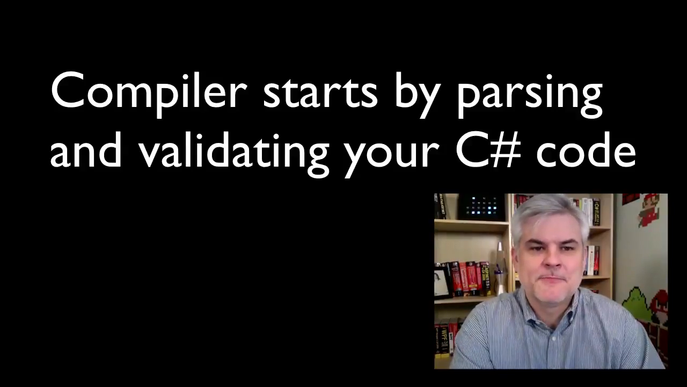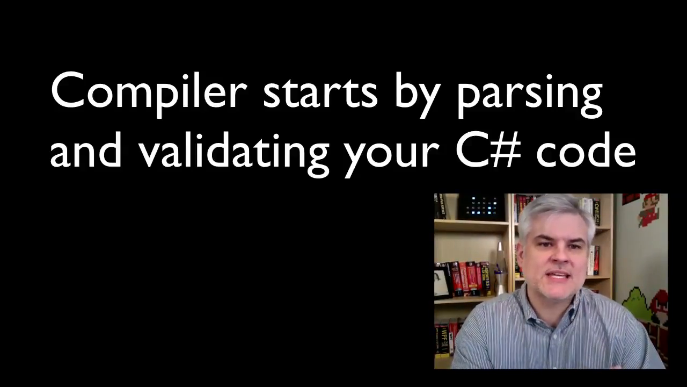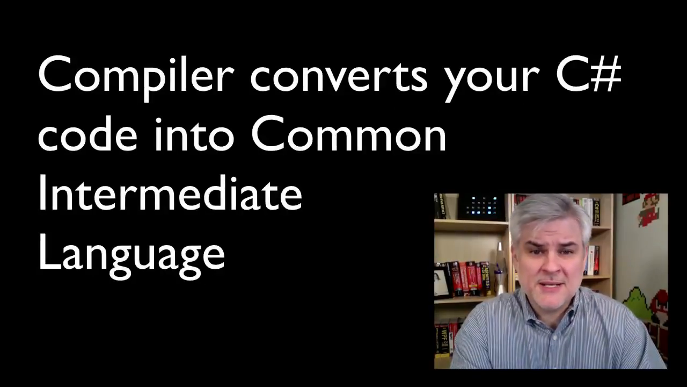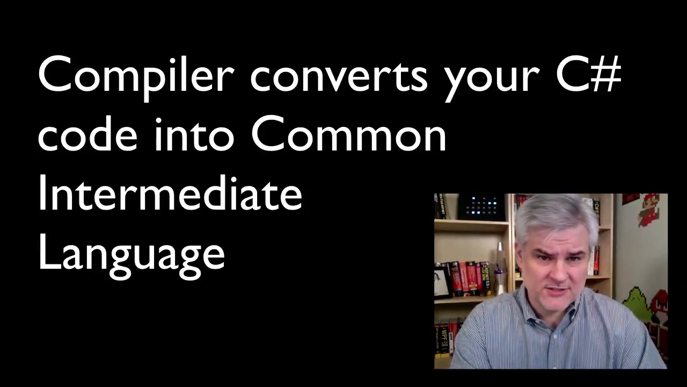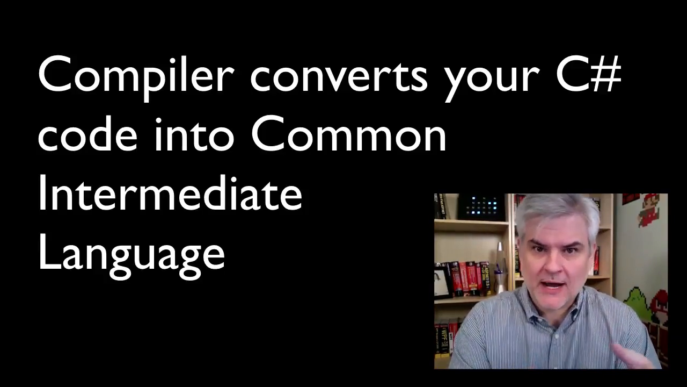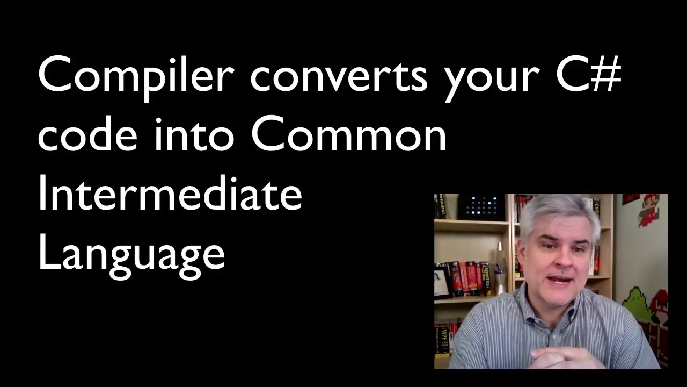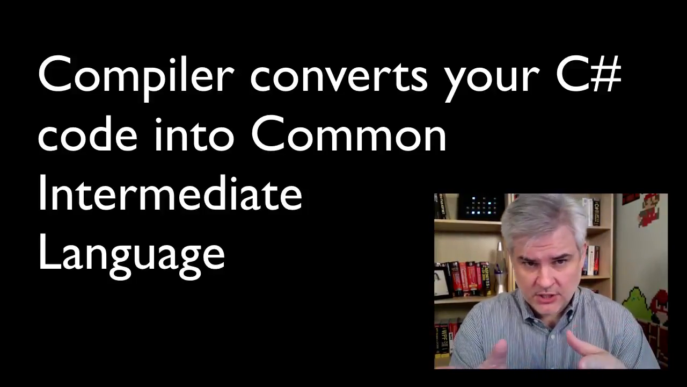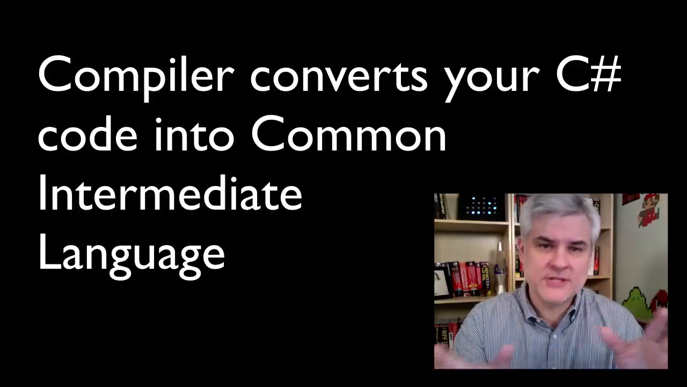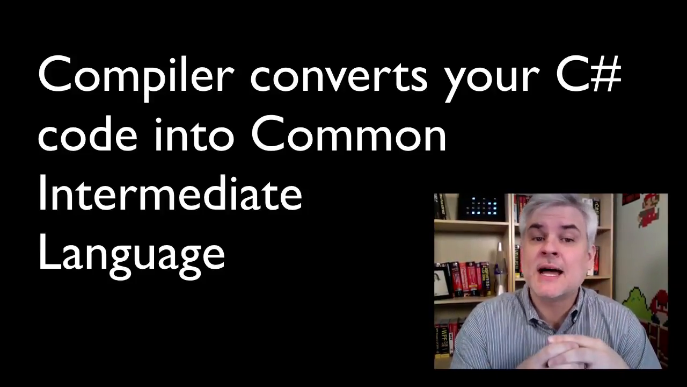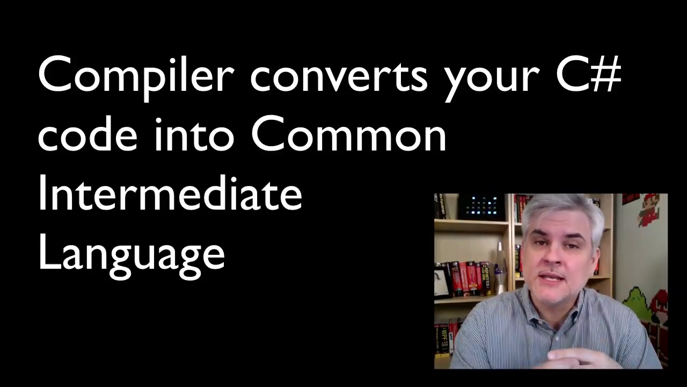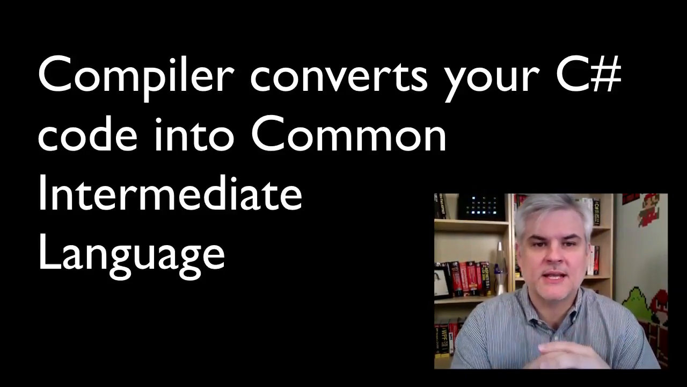And then once it passes that check, it converts your C# into a different language called the Common Intermediate Language, or the CIL. You'll also see it referred to in books and articles as just the Intermediate Language, or IL. This allows you to write an application in Visual Basic or C Sharp or J++ or any other .NET programming language. They all get compiled down to CIL, Common Intermediate Language, or IL, Intermediate Language.